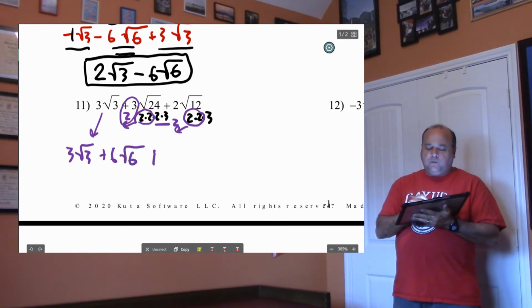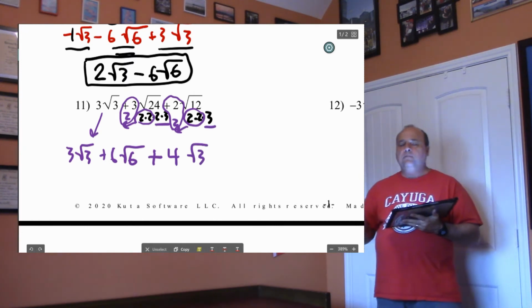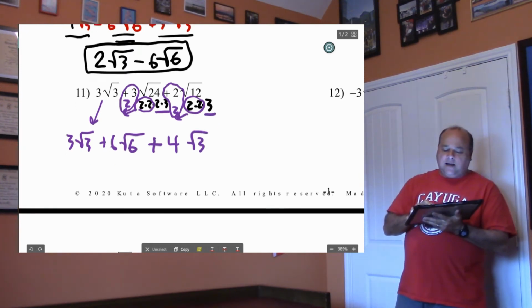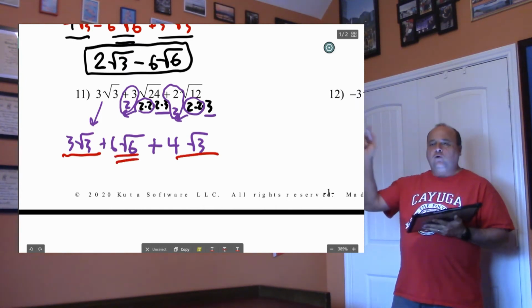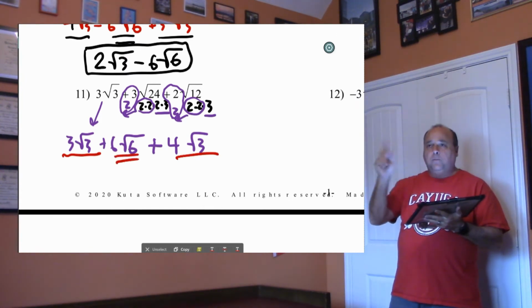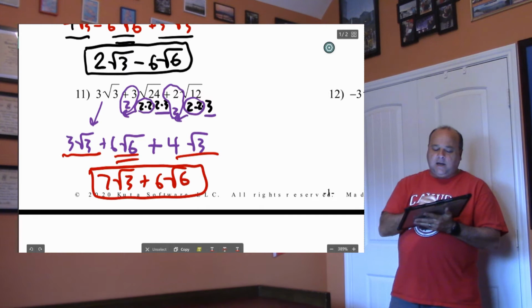Then I'm going to go to the next one, plus. I'm going to multiply this together, right? 2 times 2 is 4. And then this stays inside, square root of 3. Now then I'm going to single underline and double underline. These get single, this gets a double. I'm going to group my square root of 3's together. 4 plus 3 is 7 square root of 3 plus 6 square root of 6. This would be my answer.